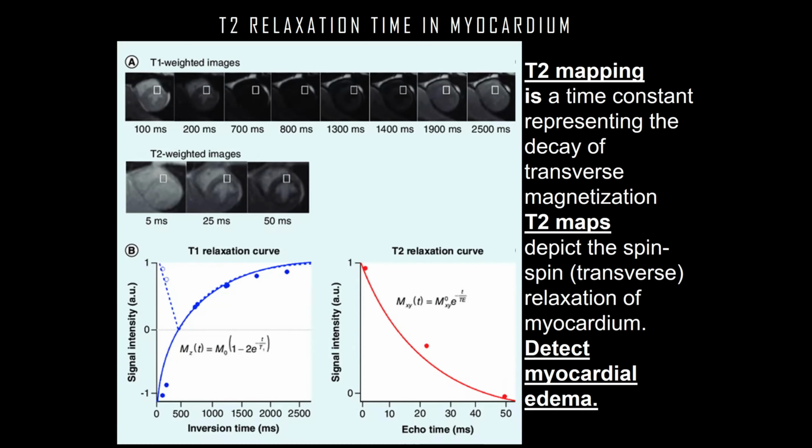T2 mapping is a time constant representing the decay of transverse magnetization. T2 maps depict the spin-spin or transverse relaxation of myocardium and detect myocardial edema. A practical example of how it can be useful is to determine if an elevated T1 value is due to edema or inflammation, which elevate T2, or things like fibrosis or amyloid infiltration, which generally do not elevate T2.